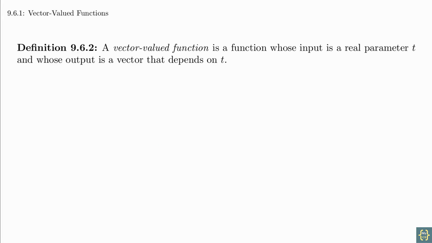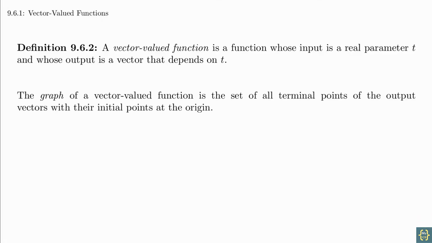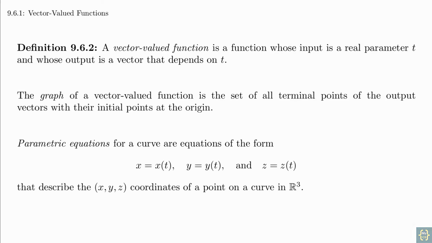Definition: a vector-valued function is a function whose input is a real parameter t, and whose output is a vector that depends on t. The graph of a vector-valued function is the set of all terminal points of the output vectors with their initial points at the origin. Parametric equations for a curve are equations of the form x equals x of t, y equals y of t, and z equals z of t that describe the xyz coordinates of a point of a curve in R3.